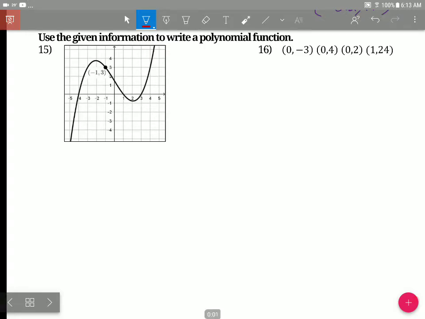Use the given information to write a polynomial function. Basically what we're doing is we're grabbing the intercepts and one more point.